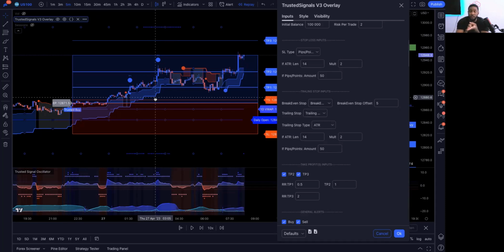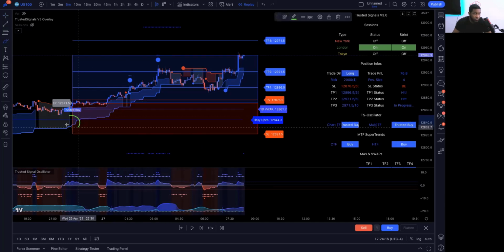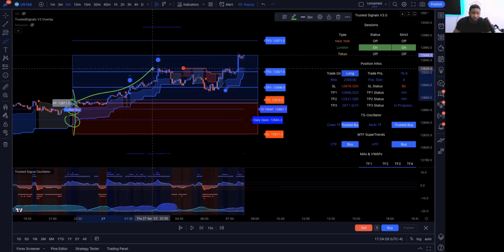So if you have the daily VWAP, if you have the daily open where it has to be above the daily open, you have both the super trends, and you have a momentum oscillator, trusted buy setup. It will only give you signals when price is above the daily open, which is right here, when price is above the daily VWAP, right here, and you gain a trusted buy alert. You can see right here. All three of these things got to line up for you to even get this signal, right? And then you can see the profit, right?